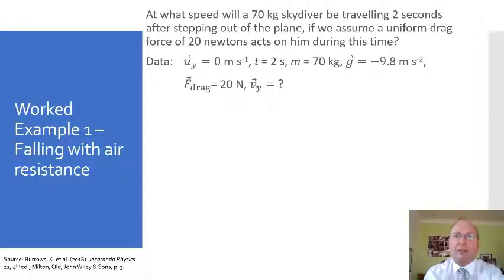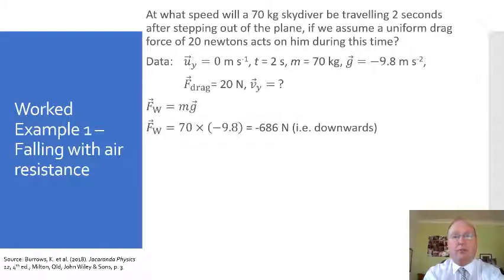So what formula do we use? In this case, we'll start with Fw equals mg, the force due to weight equals mass times g. And we substitute. Fw equals 70 times negative 9.8, which equals negative 686 newtons. In other words, the force due to gravity or weight is always in the downwards direction. Now we need to add that to drag to find the net force acting on the skydiver.